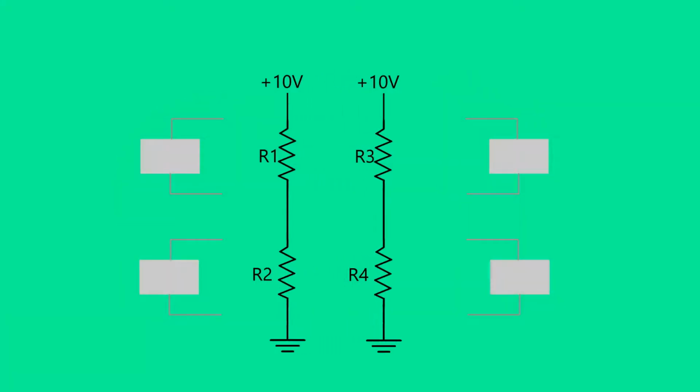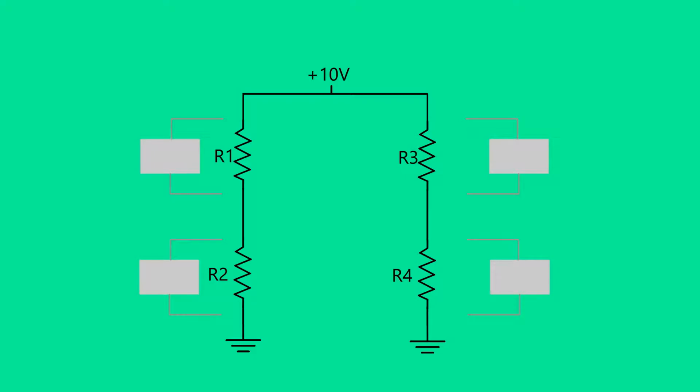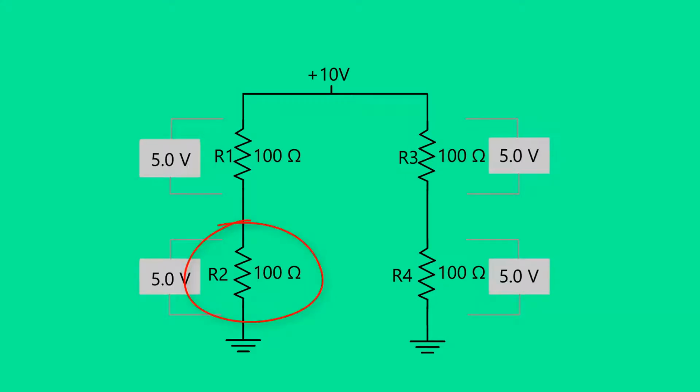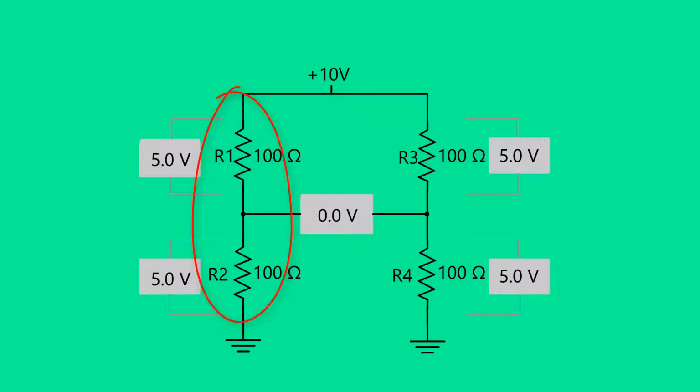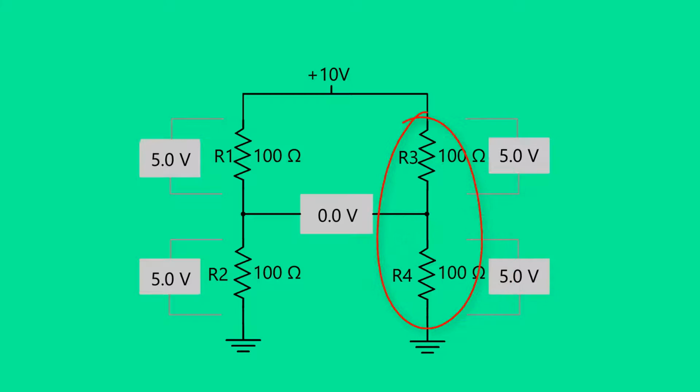In this circuit, 4 resistors of equal values are used. Resistors R1 and R2 are in series and connected to a 10-volt source. Resistors R3 and R4 are in series and connected to the same 10-volt source. Notice that the voltage dropped across all 4 resistors is 5 volts.